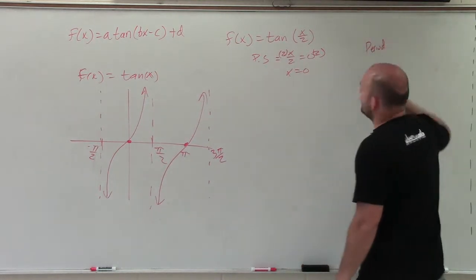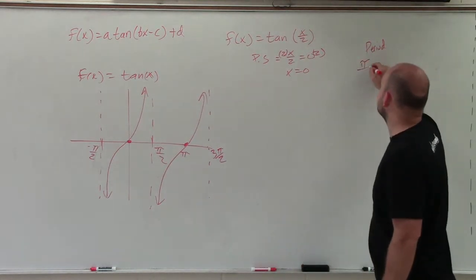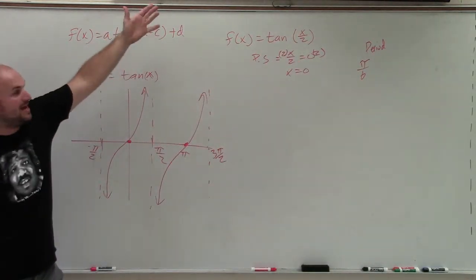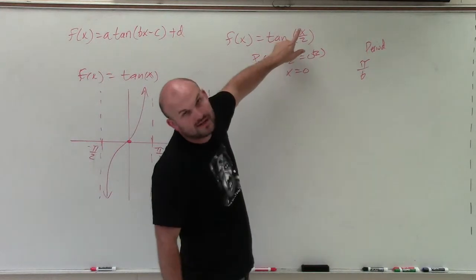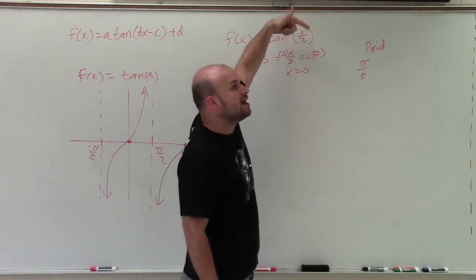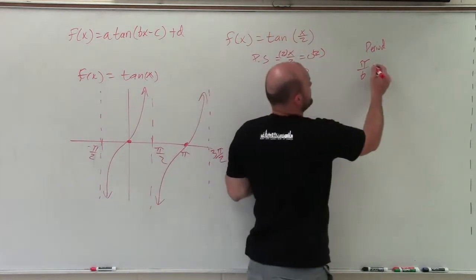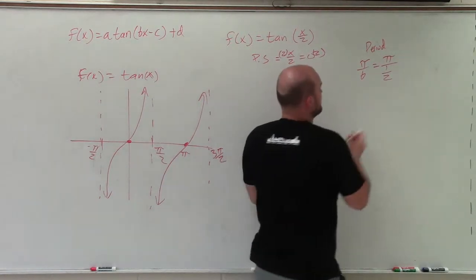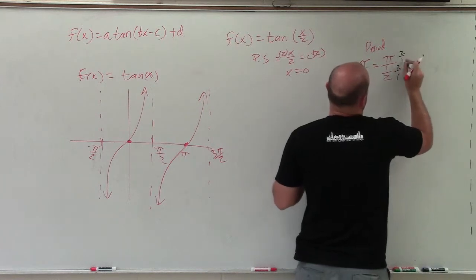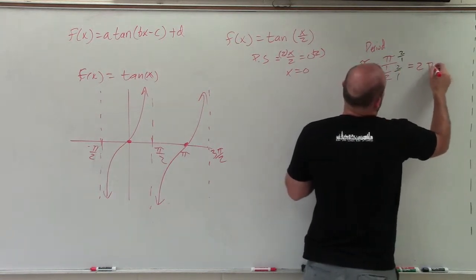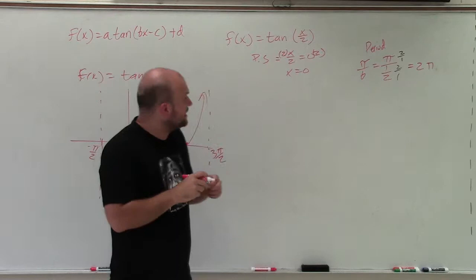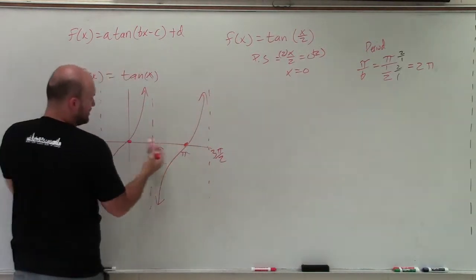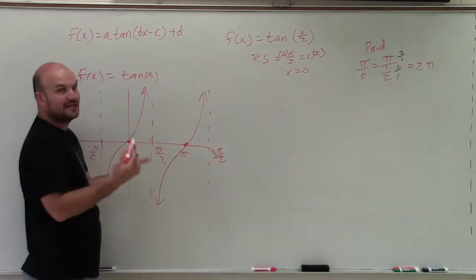Now, the period for tangent and cotangent is pi divided by b, where b is the number that is multiplied in front of our x. So you can see here, you could say, oh, well, only a 1 is being multiplied. You're right. But that 1 is also being divided by 2. So therefore, it's really pi divided by 1/2. To simplify that, I can multiply by my reciprocal, and I get 2 pi. So you can see the initial period is pi. Now my period is 2 pi.